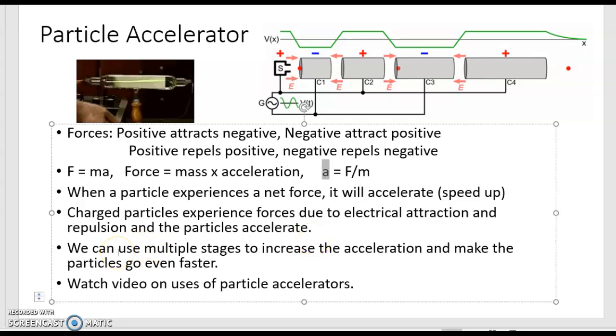And if we want to get really fast particles, we can use multiple stages to increase the acceleration and make the particles go even faster. All right, so that's just the basic idea there.